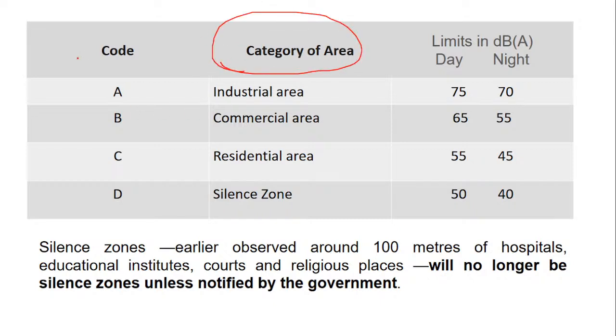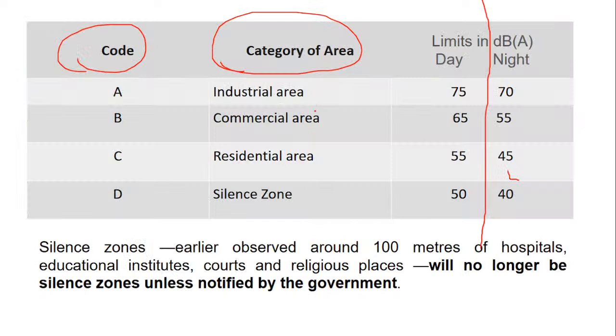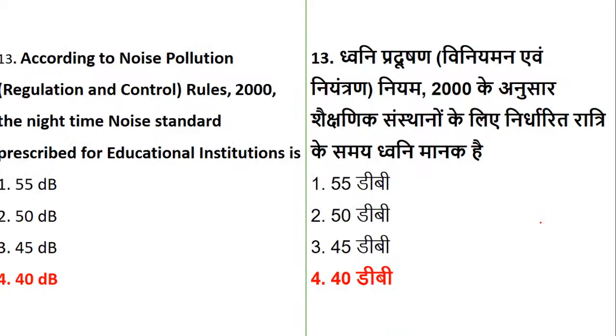Now if you see, we have the categories, the codes, and the day limits and night limits. My question was about educational institutions, and it comes to 40 decibels. Now, silent zones, earlier observed around 100 meters of hospitals, educational institutions, courts and religious places, will no longer be silent zones unless they are notified by the government. But the limit kept under that at night time is 40. So the right answer is 40 decibels.